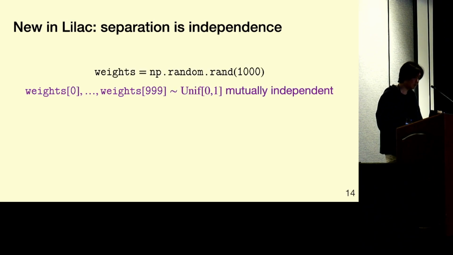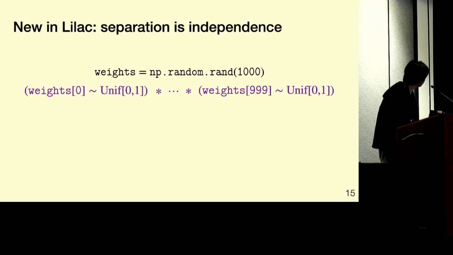Also new in Lilac is a richer notion of independence. So I want to go back to this neural network example I had on the previous slide. I said that the elements of that array are supposed to be mutually independent. And indeed, in Lilac, you can state this mutual independence using an iterated separating conjunction. So each conjunct here is talking about a single array element, which means the iterated separating conjunction says the elements of the array are independent.